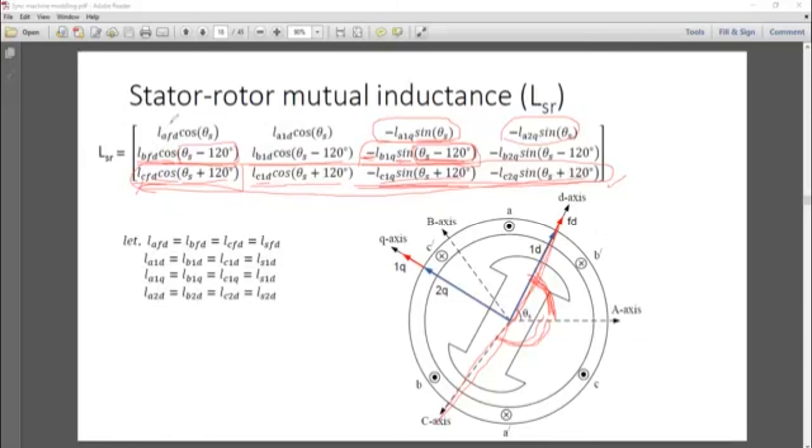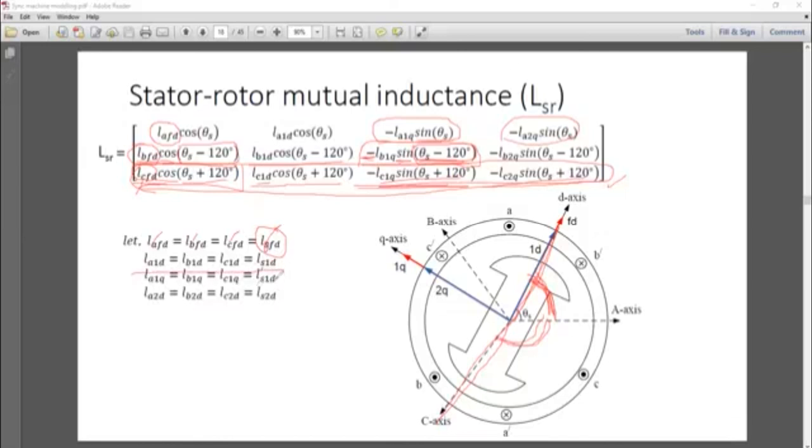Then we call LAFD, LBFD, and LCFD equal, and we call them LSFD, where S represents the stator, because the A coil, B coil, and C coil are common. They are from the stator side. So we take the peak value and use similar notation, LSFD. LA1D, LB1D, LC1D, again we call it LS1D, and similarly the other two.